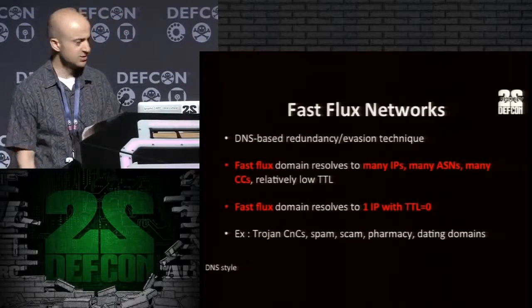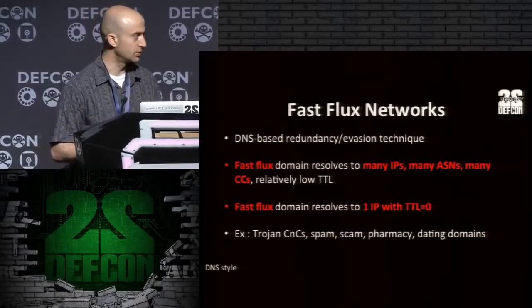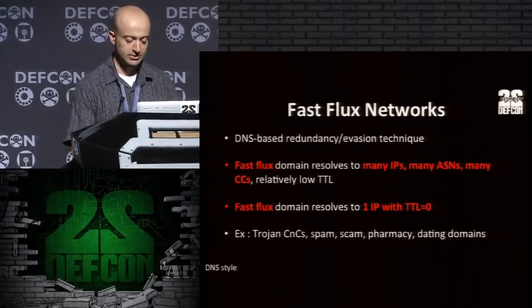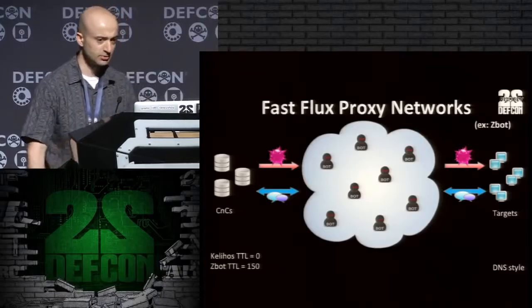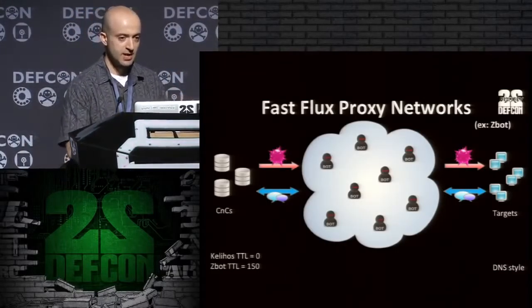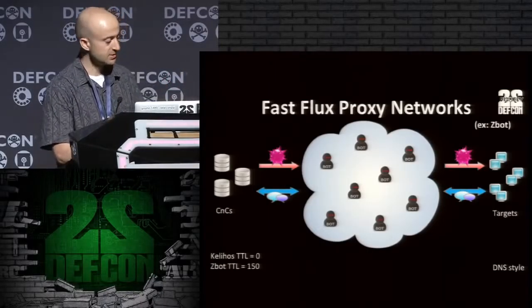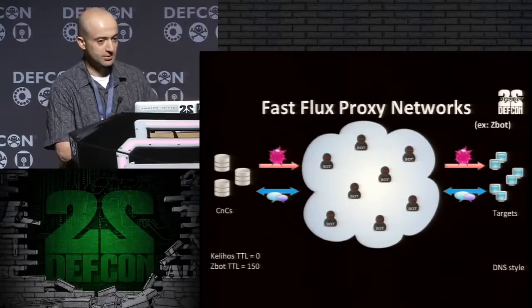So what is fast flux? I'm sure most of you know about it. It's a domain resolving to a lot of IPs scattered around the world, or a single IP with a very low TTL. Now, if we're talking about a fast flux proxy network, it's a cloud in the middle with a lot of infected bots. They act as a shield or intermediary for communication between the back-end CNCs on the left and then the targets on the right.